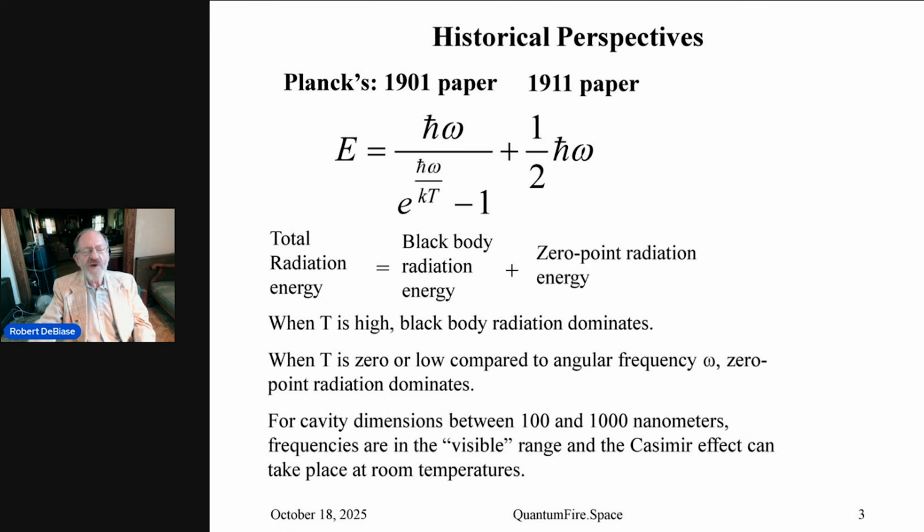And here is Planck's second paper, and it has this term on the right, the 1/2 h bar omega, which is the zero-point radiation energy. And it's called zero point. It's actually temperature independent because it doesn't just occur at the zero point. For cavity dimensions between 100 and 1,000 nanometers, which is sort of near ultraviolet to near infrared, you have the Casimir effect, and it can take place at room temperature.